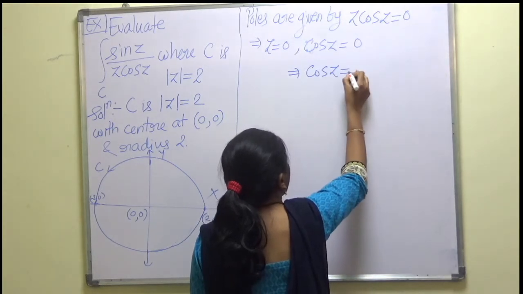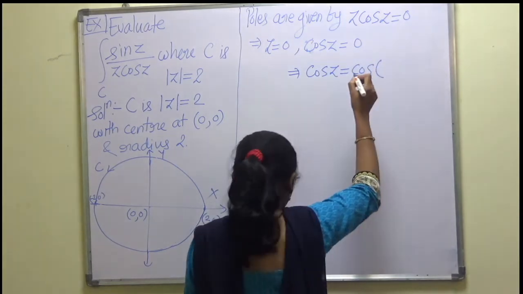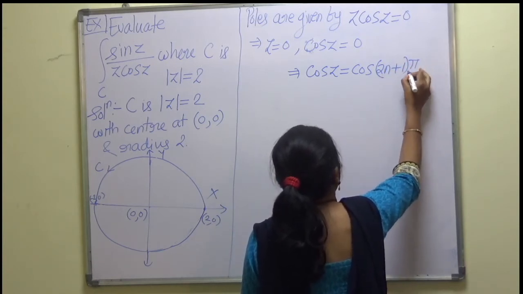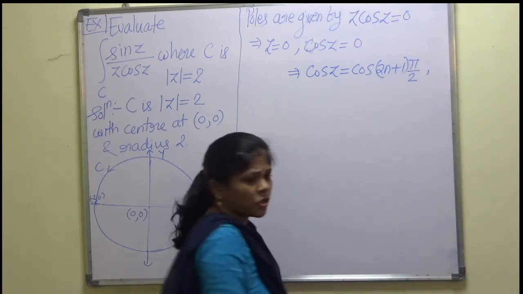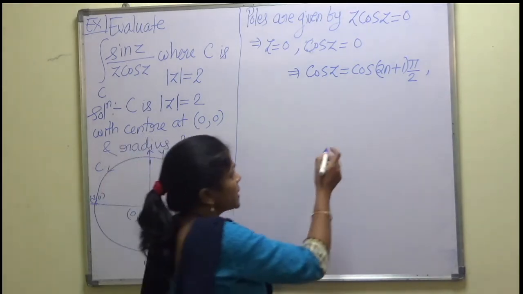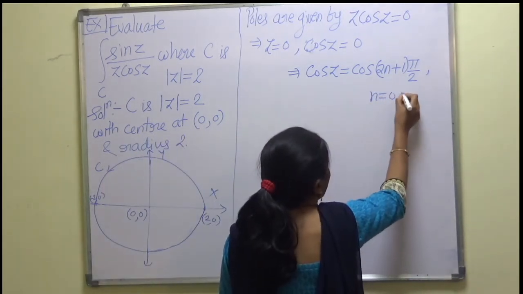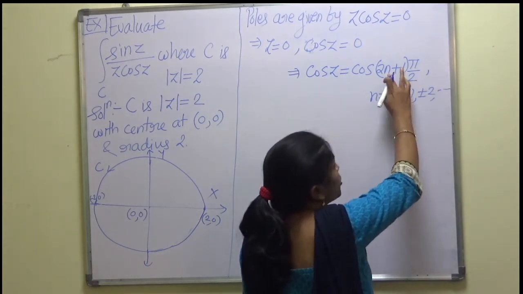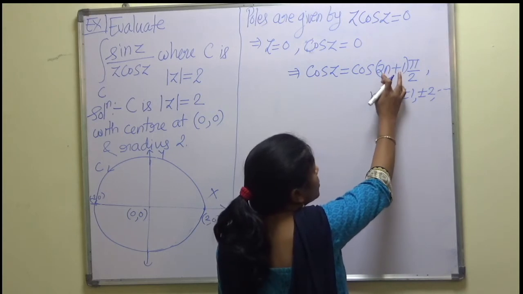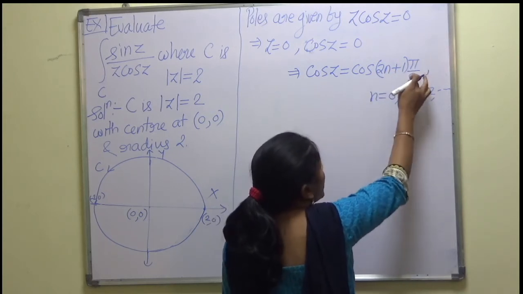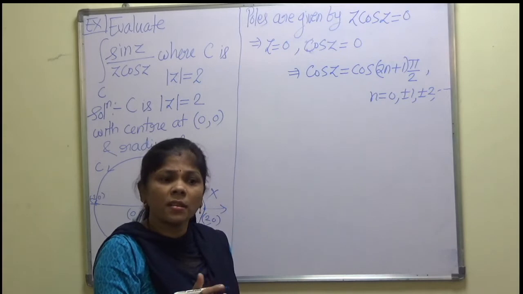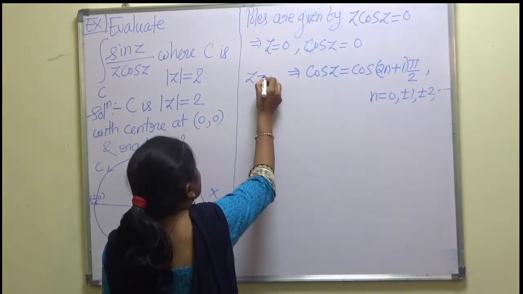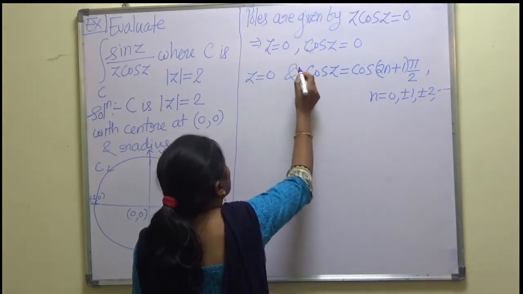So that generalized angle is nothing but cos of (2n plus 1) times pi by 2. So the angle for which the cosine function is 0 is this one, where n takes the value 0, plus minus 1, plus minus 2, and so on. You can verify it. Put n as 0. What will you get? 0 plus 1, so 1 times pi by 2. Cos pi by 2 is 0. So z is pi by 2 and cos z is 0.